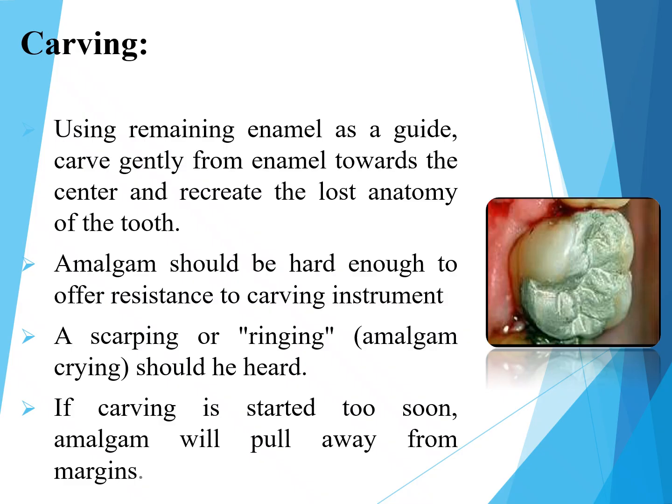Carving. Using the remaining enamel as a guide, carve gently from the enamel towards the center and recreate the lost anatomy of the tooth. Amalgam should be hard enough to offer resistance to the carving instrument. A scraping or ringing sound will be heard. If the carving is started too soon, the amalgam will pull away from the margins.